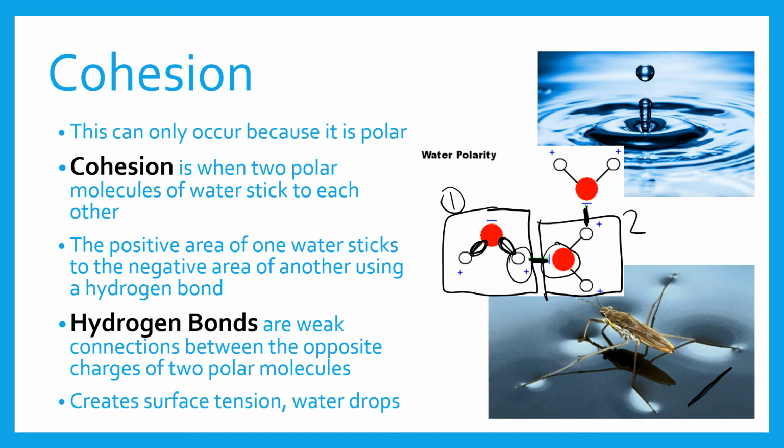Well, this surface tension is important because it lets many insects walk on water, and that's their habitat or their niche. But it's also important because it prevents a lot of evaporation loss. It's hard to break those hydrogen bonds, so the water won't evaporate as much.